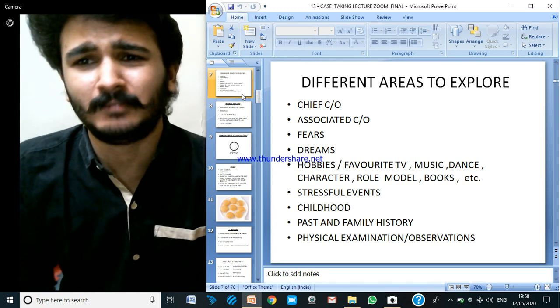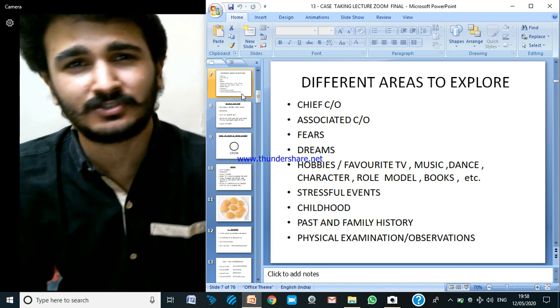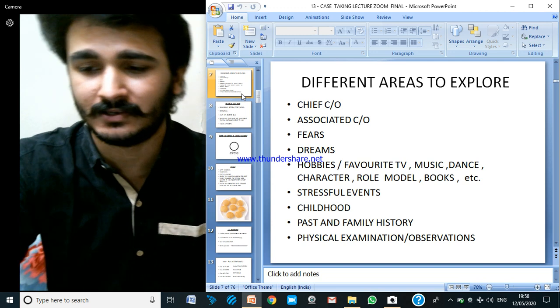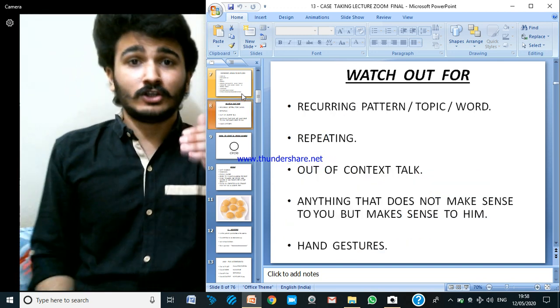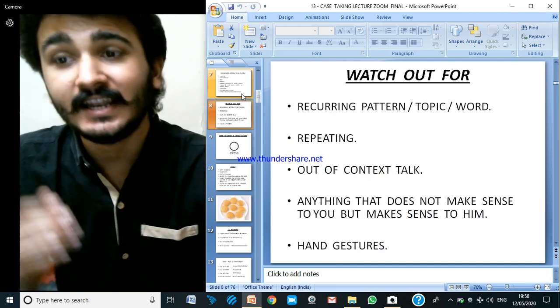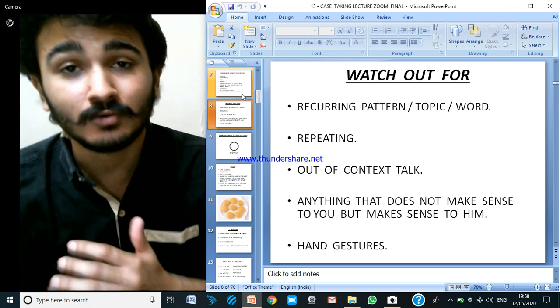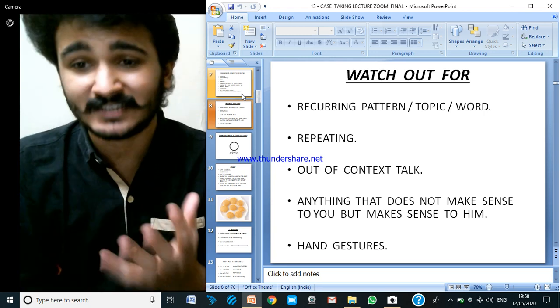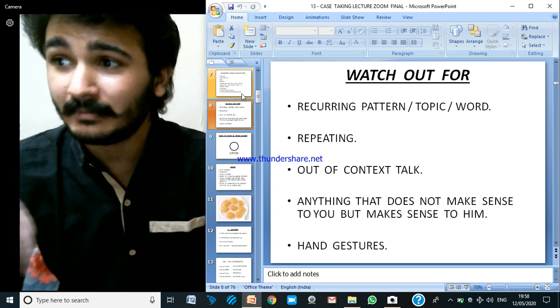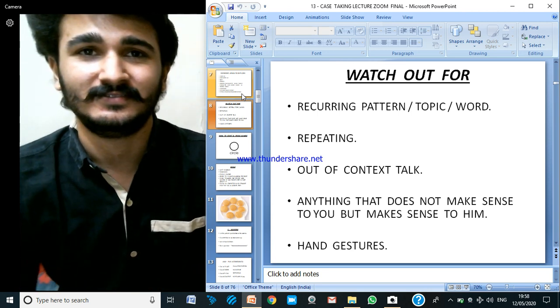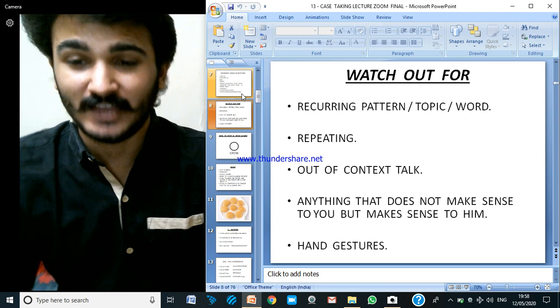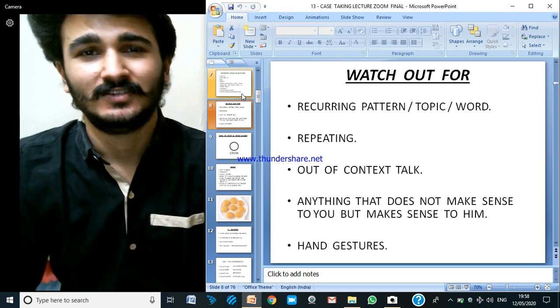So different areas to explore. We all know chief complaint, associated complaints, fears, dreams, stressful situations, likes, hobbies, past history. What to watch out for is what is coming again and again. Which topic he is going on about again and again. Which words he is using again and again. Which gestures he is showing again and again. What is repetitive, what is recurring. That is where his energy lies.